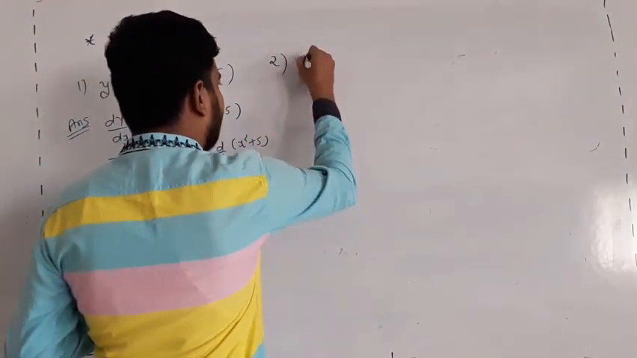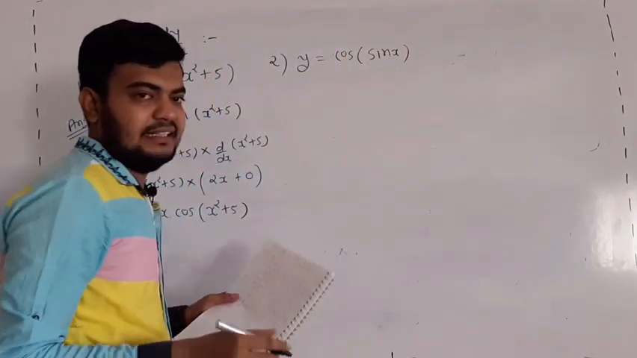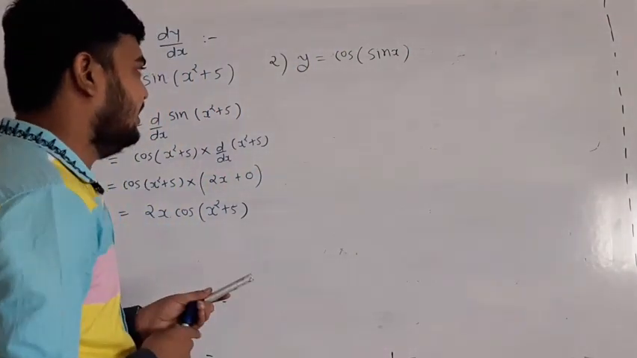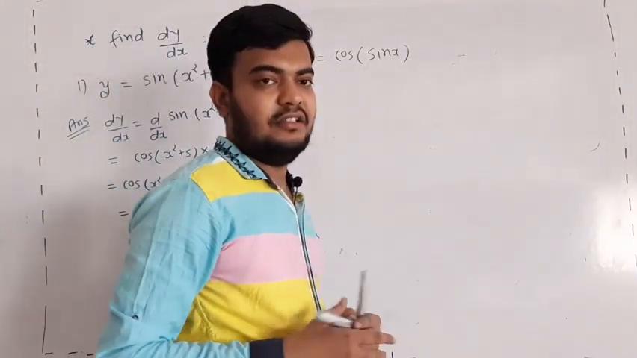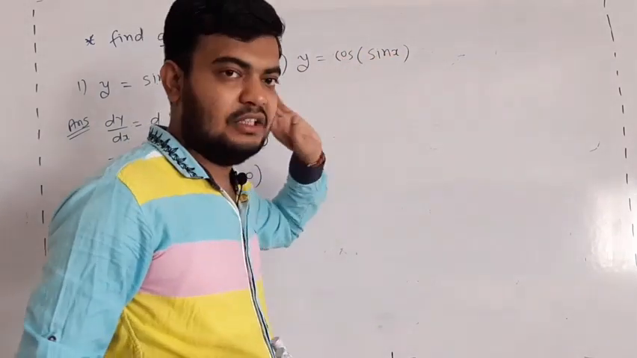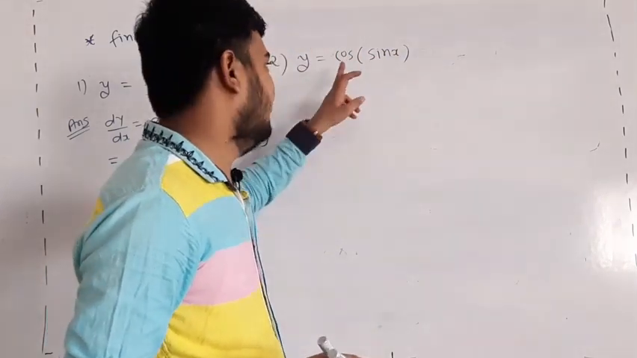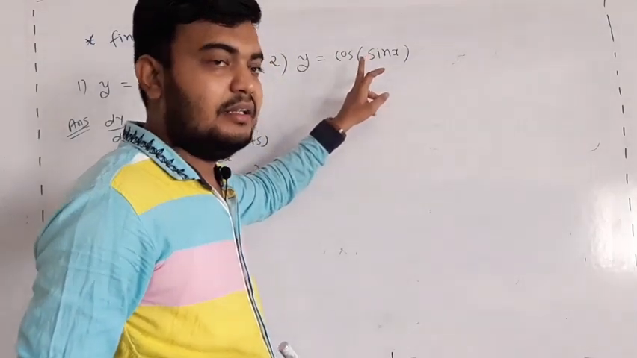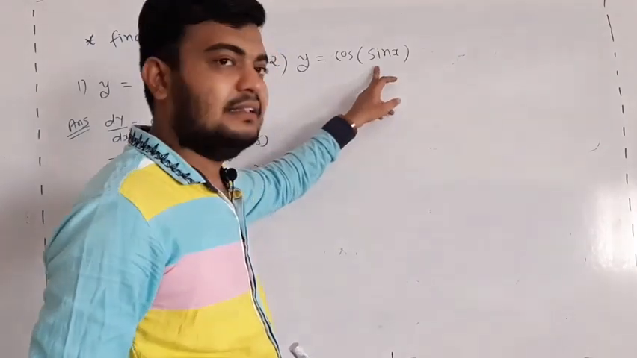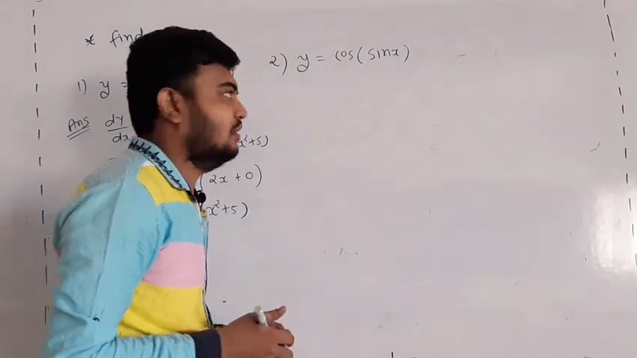The second example is y is equal to cos of sin x. Here again it is a composite function because we have no direct formula for the differentiation of cos of sin x, and there is no multiplication rule or division rule. Remember one thing, here cos and sin are not in multiplication. Okay, cos of sin x means sin x is present at the angle of cos, at the place of the angle of cos. Okay beta.